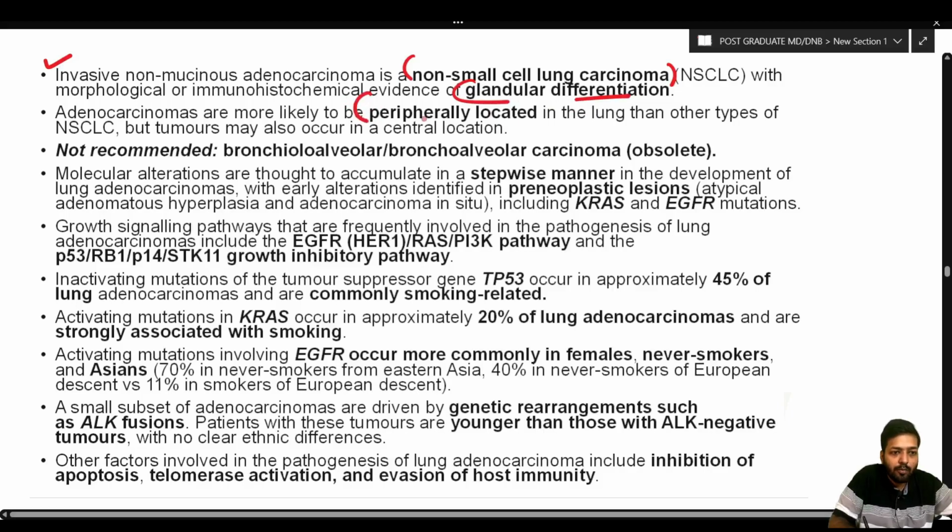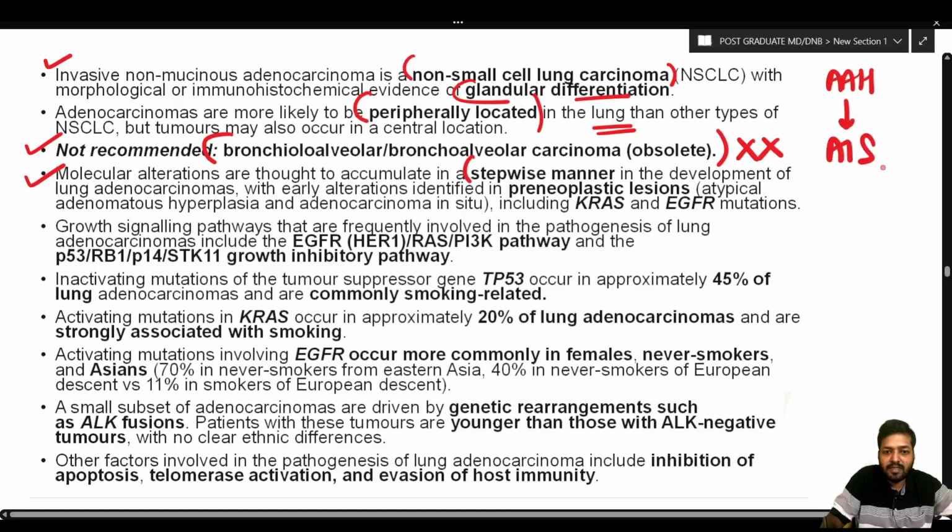Adenocarcinomas are more likely to be peripherally located in the lungs as compared to the other types, okay? But tumors might also occur centrally. Remember, the term bronchoalveolar carcinoma has become obsolete and it is no longer used. Now, the molecular alterations are thought to accumulate in a stepwise manner, as we had read yesterday that initially these mutations will occur in AAH. That will be followed by increased frequency in AIS, then in minimally invasive adenocarcinoma, and finally in invasive adenocarcinoma.